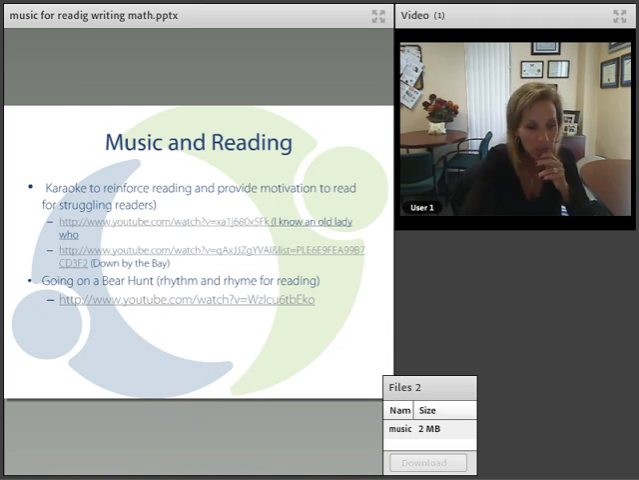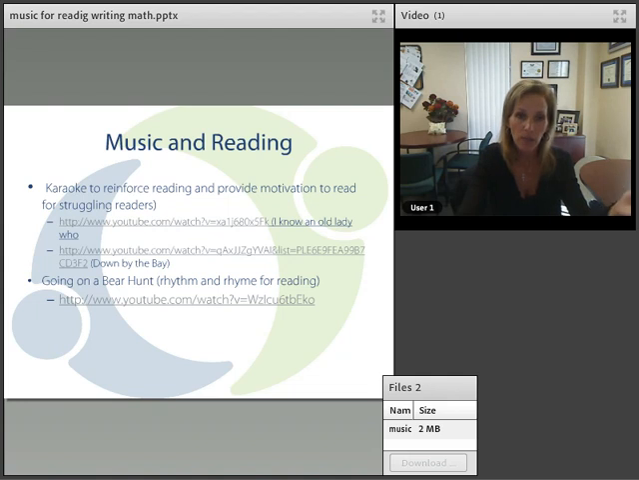All right, another really great one that I like that shows the power of rhythm and rhyme is Going on a Bear Hunt. I'm sure you've heard this song before. The only thing I don't like about this video is that it doesn't show the lyrics, so I would actually change this video and add the lyrics to it. But what I like about it is that it's showing the song with pictures to help add meaning.